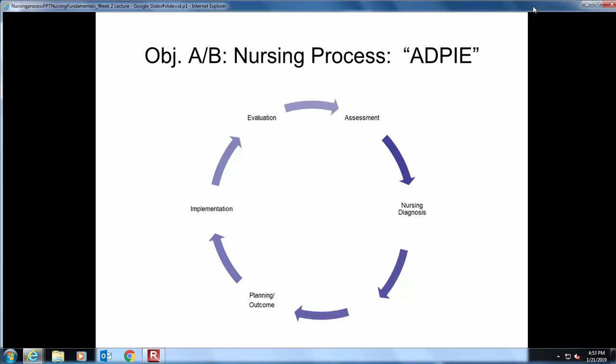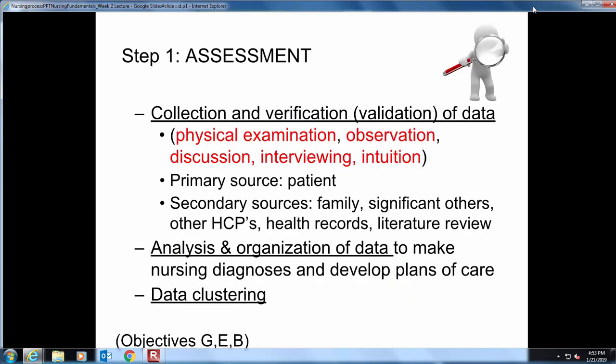The steps of the nursing process can be remembered using the ADPIE acronym: assessment, diagnosis, planning, implementation, and evaluation. The first step in the nursing process is assessment or data collection. Assessment includes the physical examination along with observation skills. We want to look for cues from the patient. Does the patient appear short of breath? What is the patient's perception of the problem? What about the family's perception of the problem?